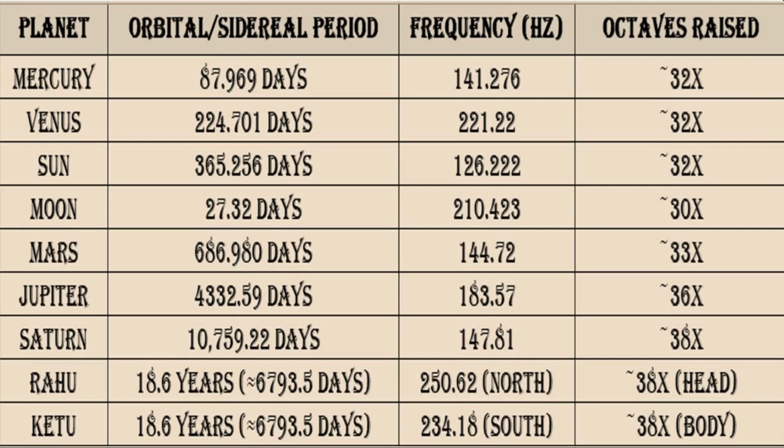So calculating similarly for other planets, and including Rahu and Ketu as well in the calculations, gives the number of octaves raised to obtain the audible frequency for all the 9 planets, as you can see in this table.